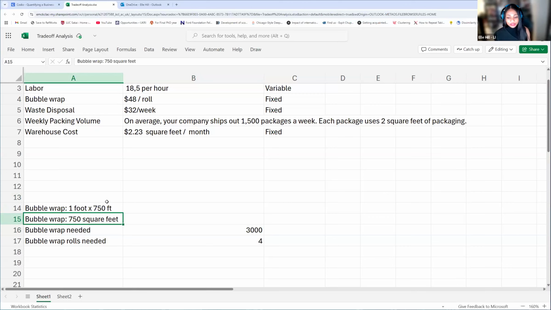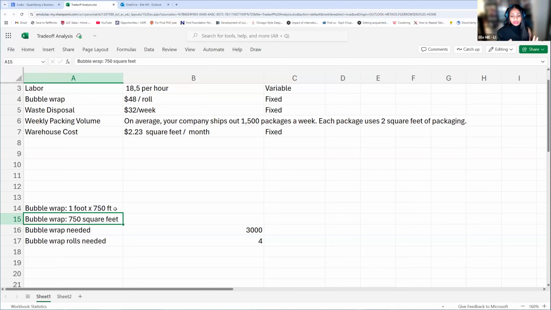1 times 750 is going to be 750. So that means our bubble wrap is 750 square feet. So now we have how much we have in one single roll compared to how much we need. 750 square feet is in one roll that we purchase, but we need 3,000 square feet for all of our packages in a week. So we need to figure this out.